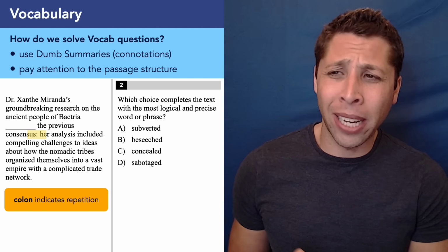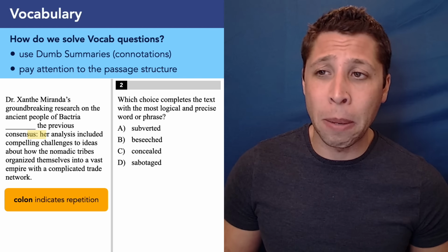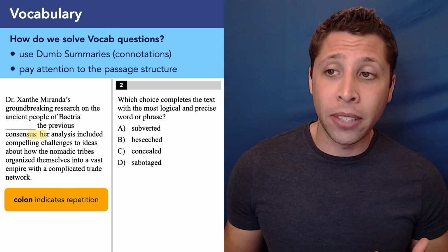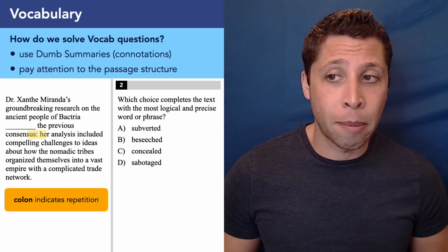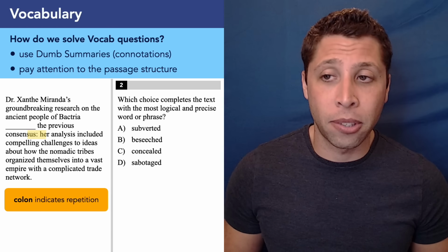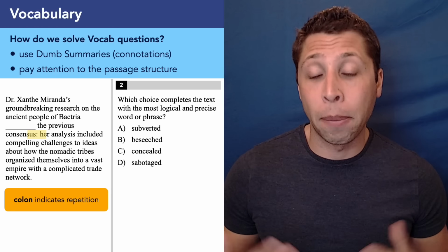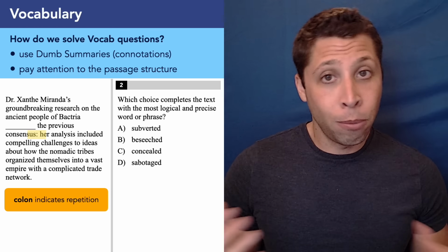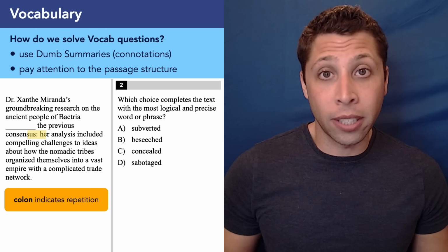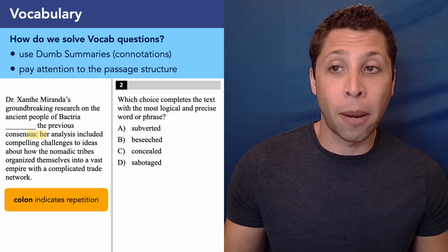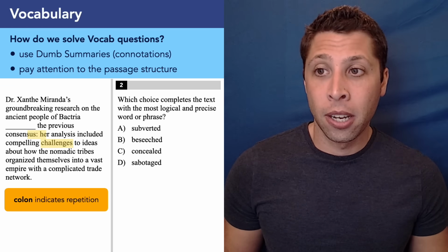Dr. Xanthi Miranda's groundbreaking research on the ancient people of Bactria blanked the previous consensus. Her analysis included compelling challenges to ideas about how the nomadic tribes organized themselves into a vast empire with a complicated trade network. So, okay, it's weird because the blank is in the first part, but we can look to the second part to find it, and one word jumps out to me: challenges, right?